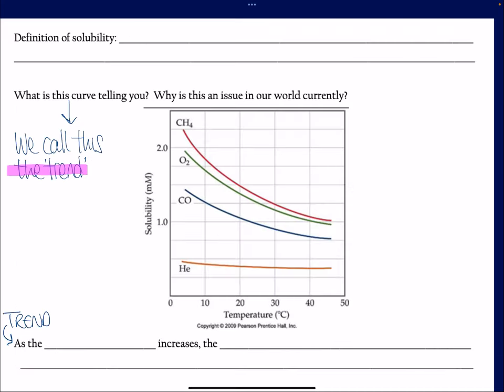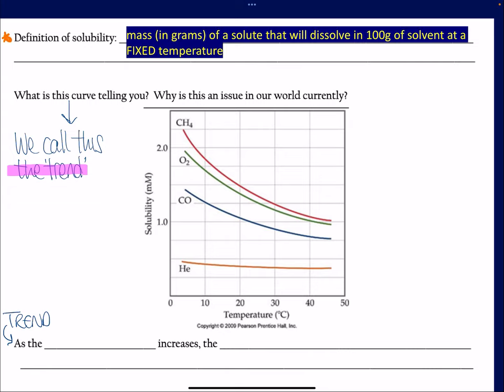Now, we have to have a definition. What does it mean to be soluble? What is it when we talk about solubility? And it is the mass of a solute that will dissolve in 100 grams of water at a fixed temperature. Okay, so that temperature could be 20 degrees, it could be 40 degrees. It'll be a different amount, but you need to know mass in grams that will dissolve in 100 grams of solvent at a fixed temperature.